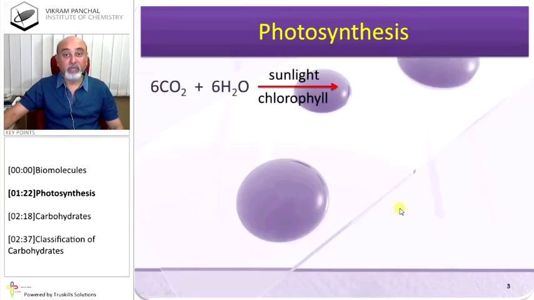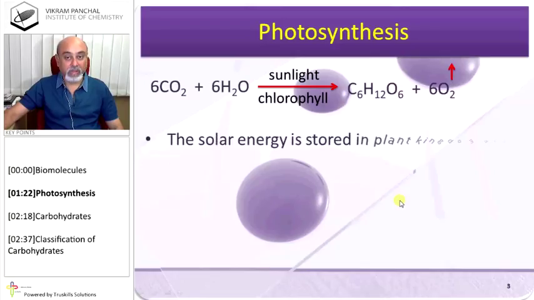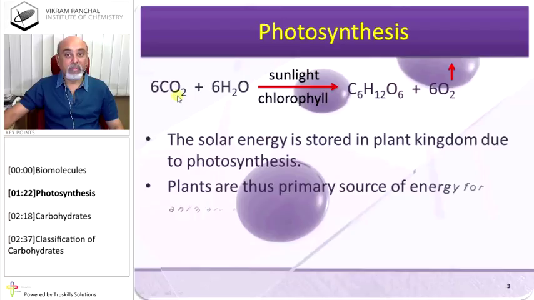Photosynthesis is a photochemical process possible in the presence of sunlight with the help of chlorophyll. CO2 is absorbed from the atmosphere, water from the ground, and trees will carry out this reaction and produce glucose plus oxygen. The solar energy is stored in the plant kingdom due to photosynthesis. Plants are thus the primary source of energy for animals and humans.